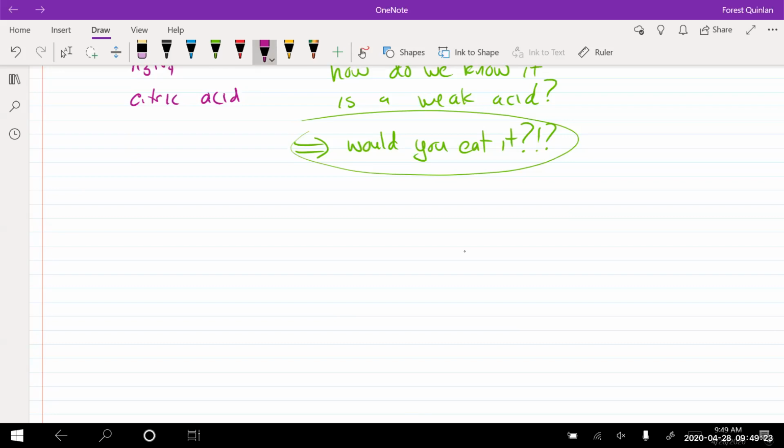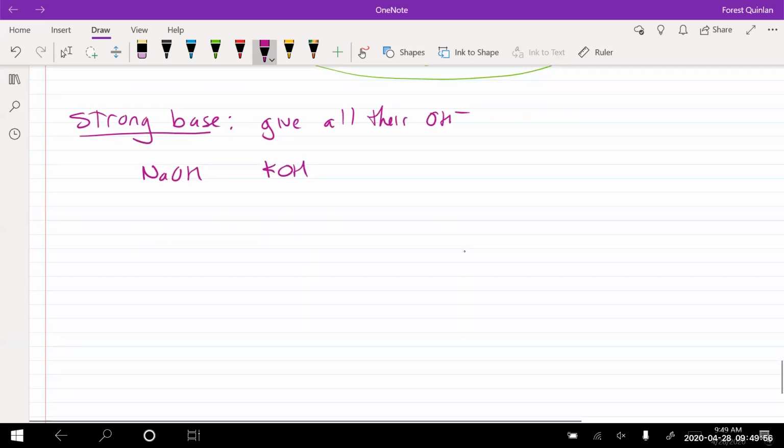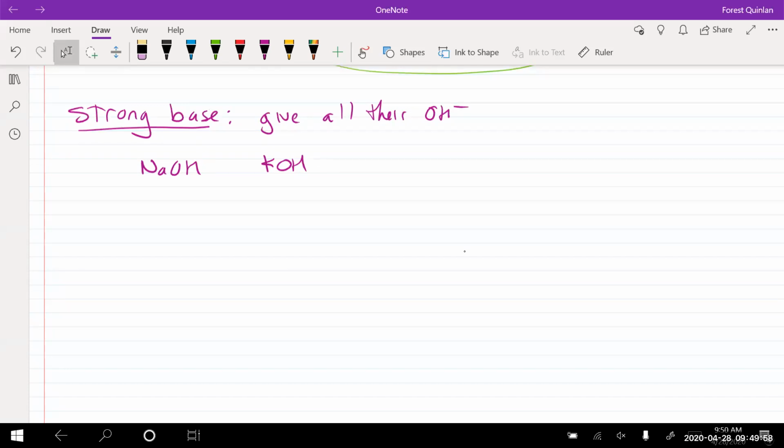Now, if strong acids give all the H pluses and weak acids don't, we can extrapolate that to the bases. So the same sort of thing, the strong bases, these will give all their OH minuses. And there's really only a few strong bases, and that would be something like sodium hydroxide and potassium hydroxide. While there are other basic things that are pretty strong, these are the only 2 I expect you to remember as being strong.